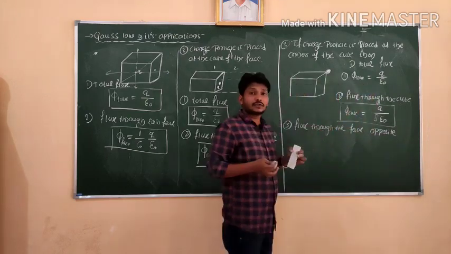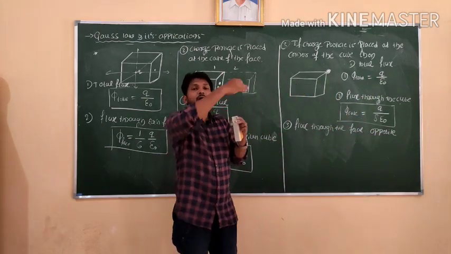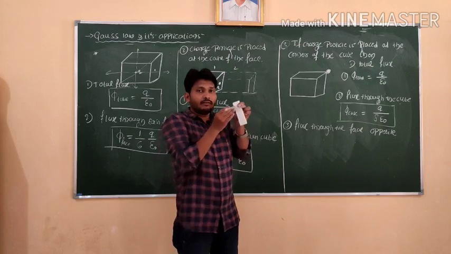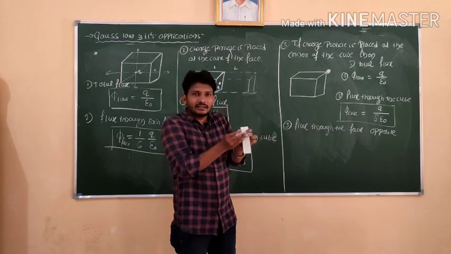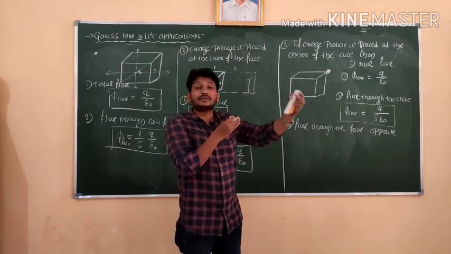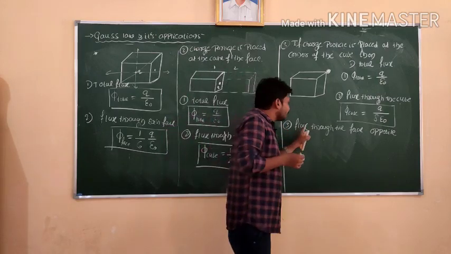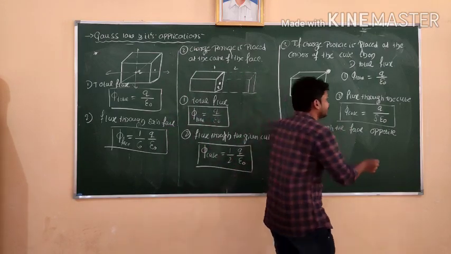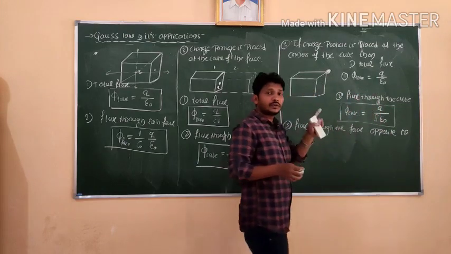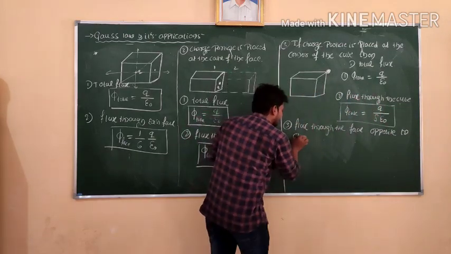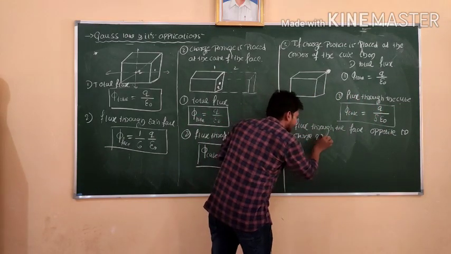What kind of face will I choose here? That face must be on the opposite side of the charge. Wherever you place the charge, I will take the face that is opposite to the charge here. Flux through the face opposite to charge Q.